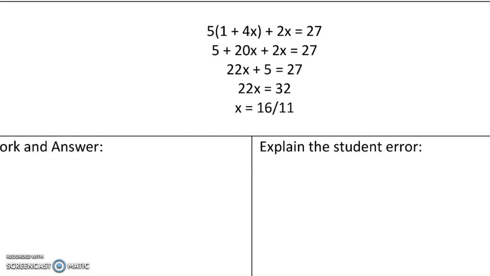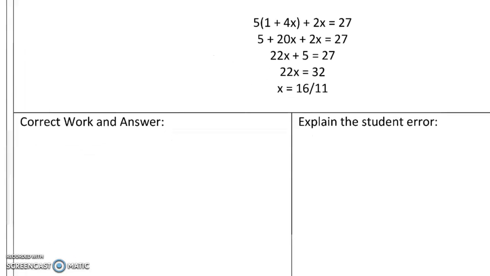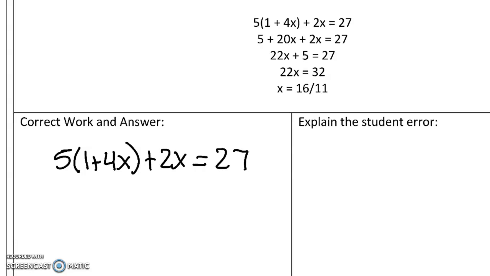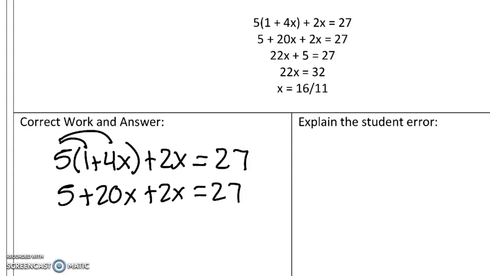Okay. You need to go through and you need to solve this problem on your own, which means we need to go rewrite it. We should double check our friends' work as we go. What is our first step? Distribute. I get plus 2x equals 27. Did they do okay on that first step? Yes.